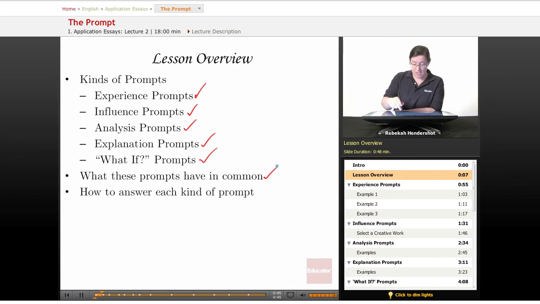Then we're going to look at what these prompts have in common. Okay, there's some basic commonalities. You're going to want to look at those. And then we're going to look at how to answer each kind of prompt.